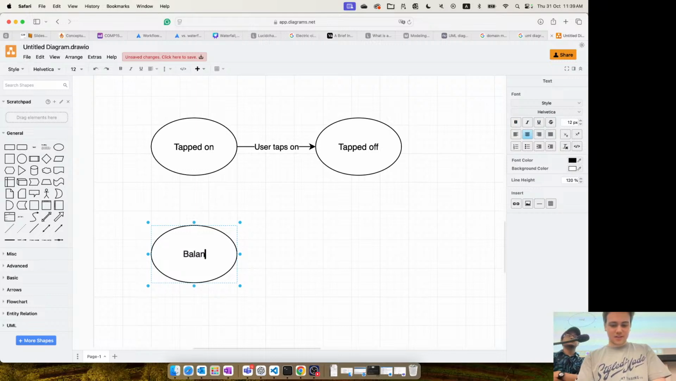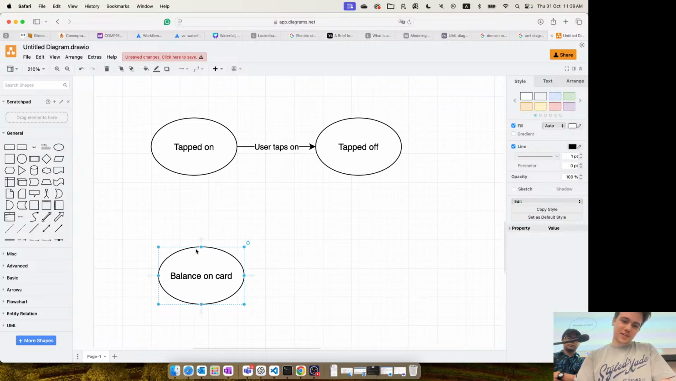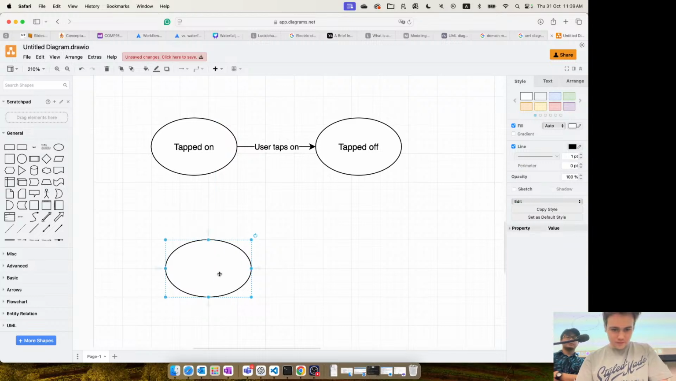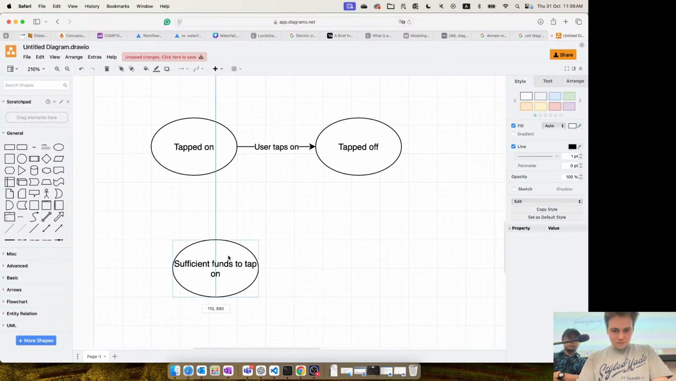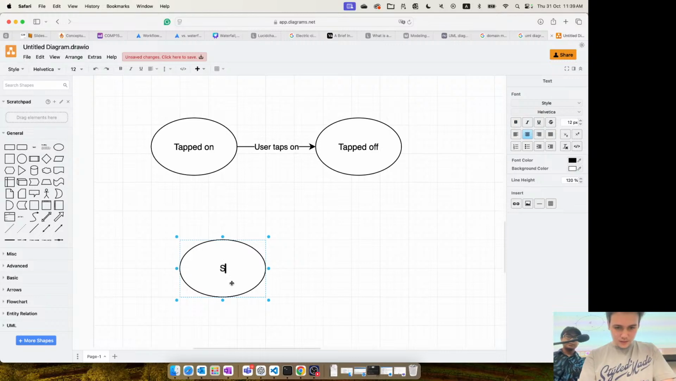Yeah, the balance on the card does function differently. It has low balance. So there could be another two states, like after tap on. One is sufficient balance, another state is insufficient balance. Sufficient balance. I think that's much more. Okay, sure. I'll just type sufficient balance then.